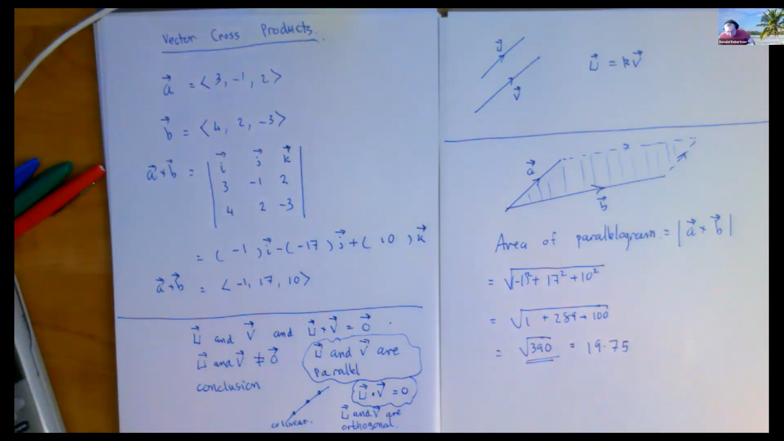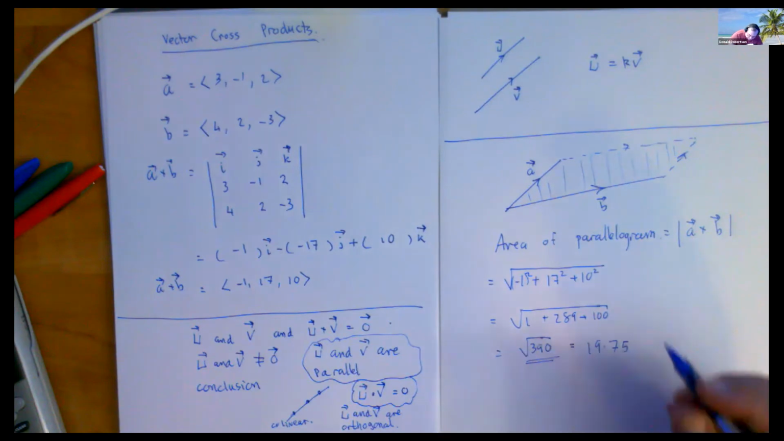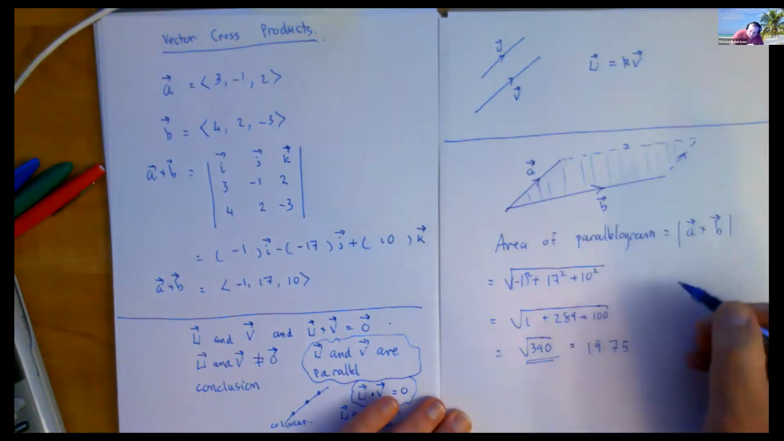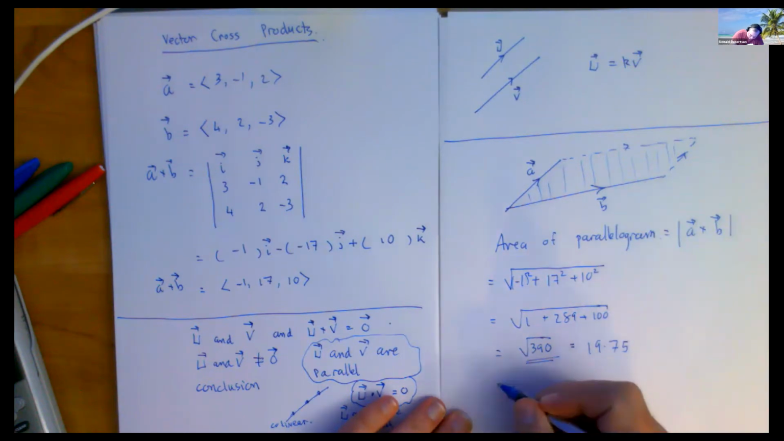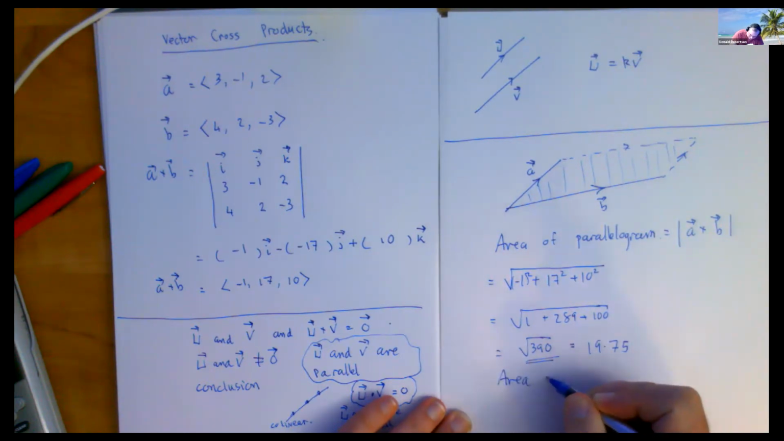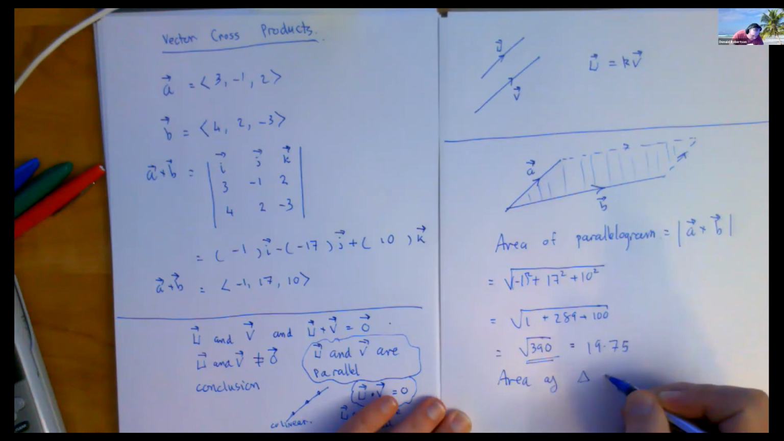We do not like decimal approximations unless the question itself specifically says, give the area of the parallelogram to two decimal places, in which case that is totally justifiable. Now, if the area of the parallelogram is the magnitude of its cross product, then closely connected to that is the area of a triangle.